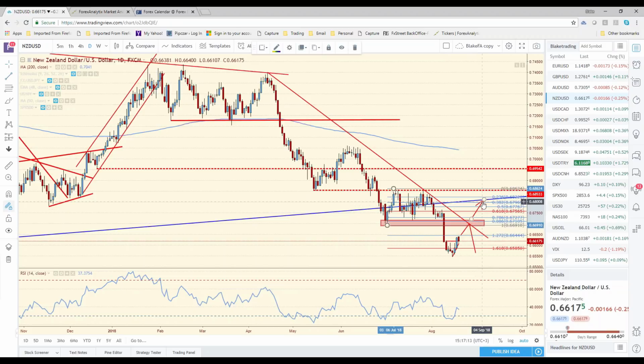If we break above, let's just say 67 cents. But there's a lot of work to be done for us to get up there, right? You'd have to agree. We'd have to do a lot of backfilling, and it'd be tough. So we'll see how we respond once we get to this 66.85. Right now, support.